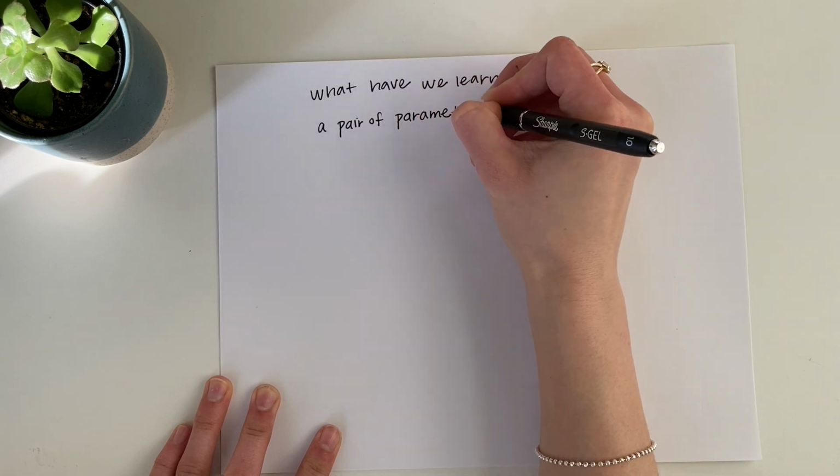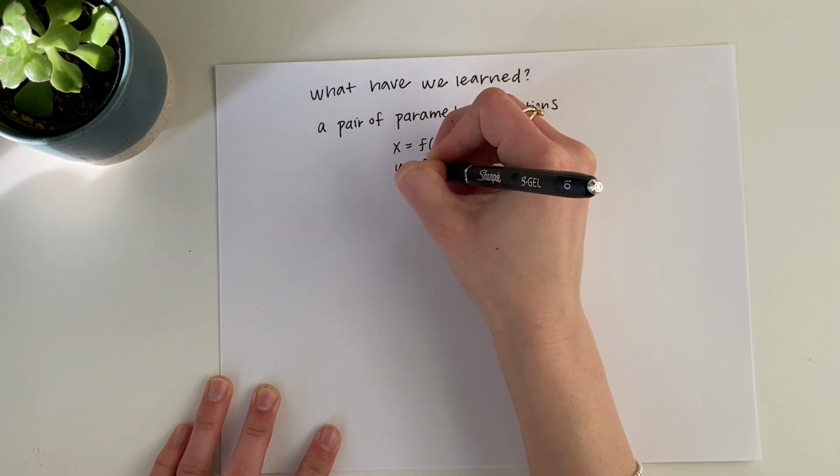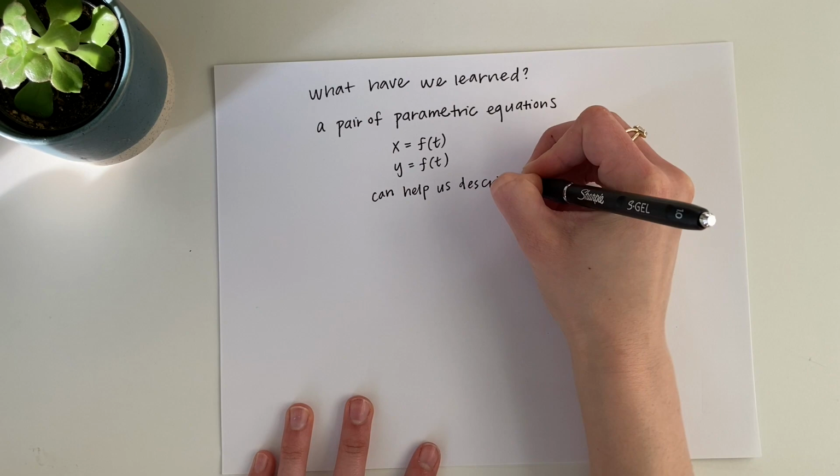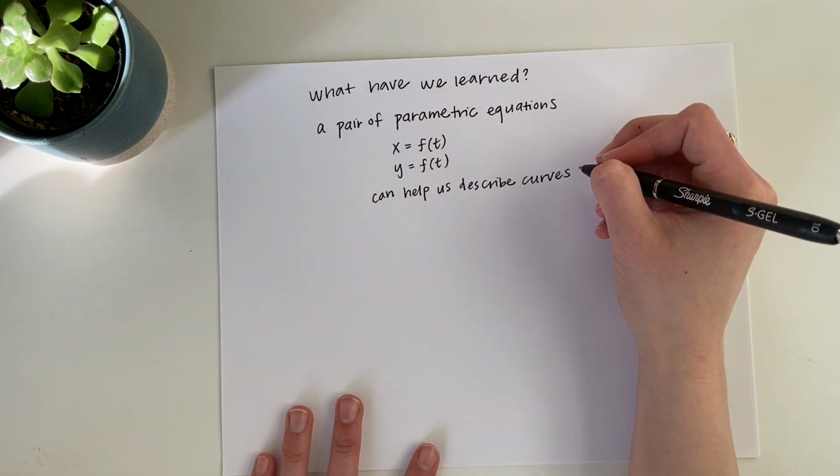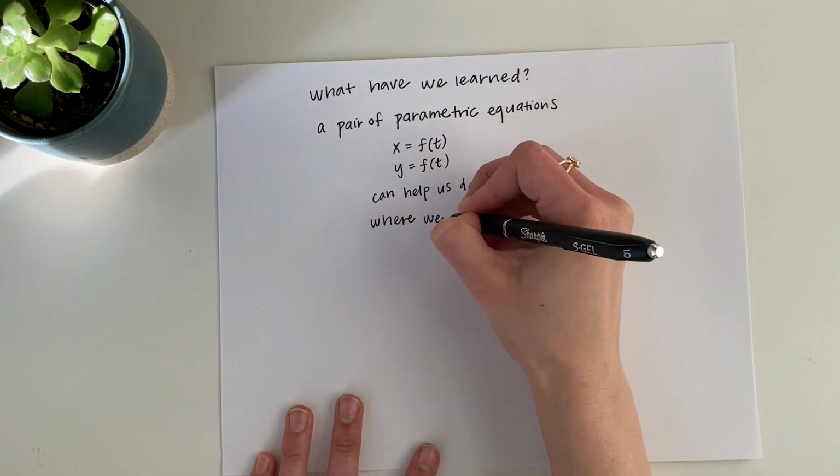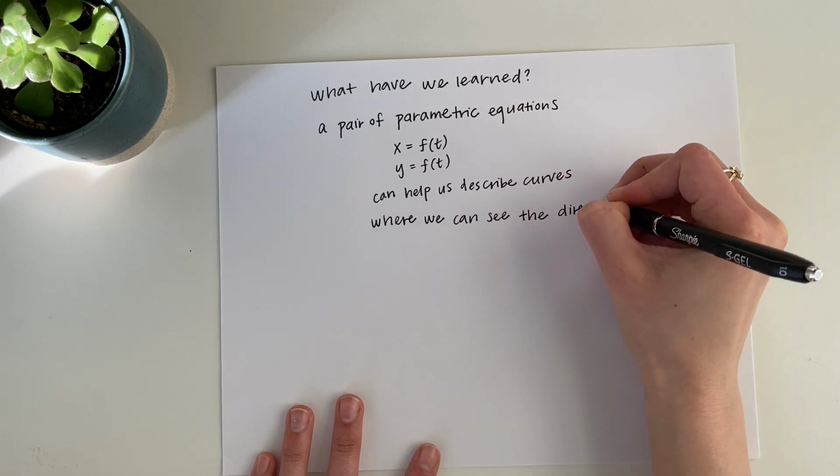In conclusion, what have we learned? A pair of parametric equations, x equals f of t and y equals g of t, because they're separate equations, can help us describe curves where we can see the direction of motion.